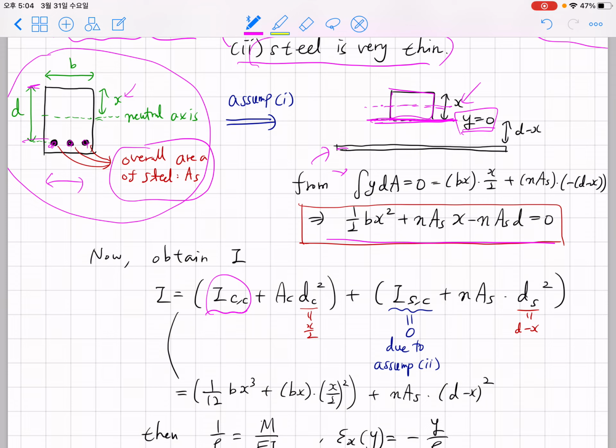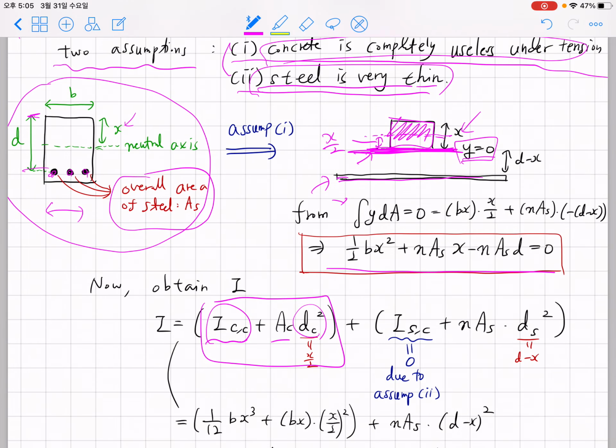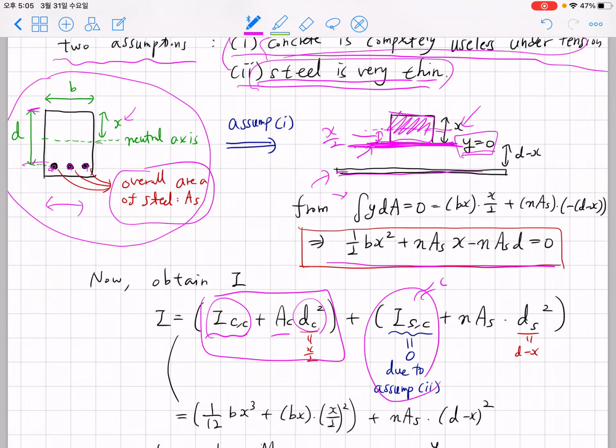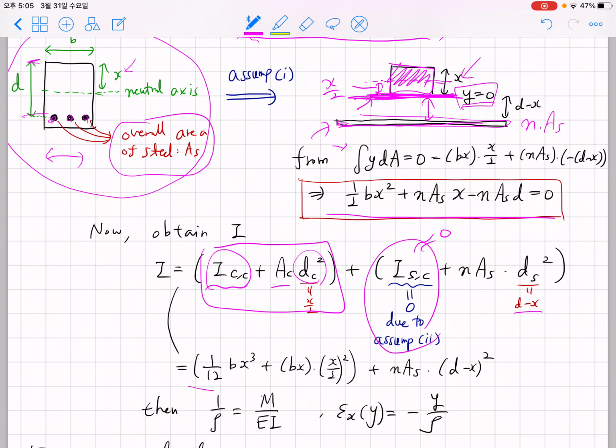So we have to multiply A and d squared, where d must be x over 2. Then, based on the parallel axis theorem, we obtain the contribution of the upper block for I with respect to this axis. Regarding the steel contribution, because we assume that steel is very thin, we approximate its own I as 0. Then we only account for the area, which is n times As in the equivalent concrete problem, and we multiply by (d minus x) squared. Then we are able to obtain the I.